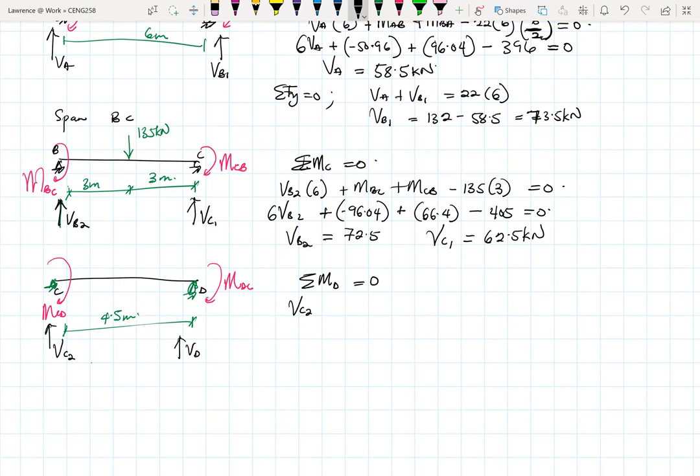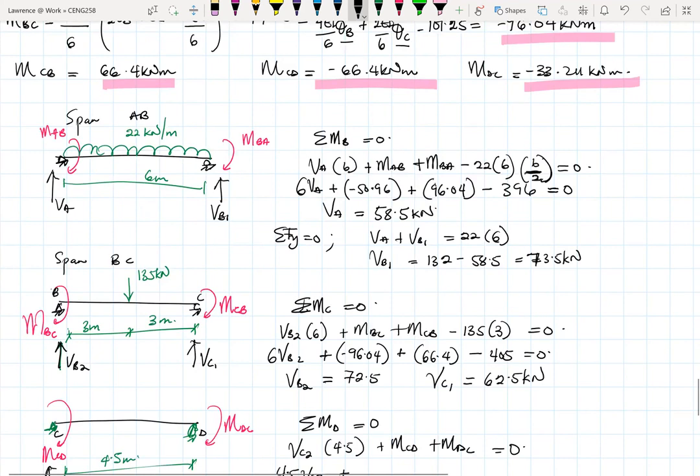So VC2 times 4.5 plus MCD plus MDC will be equal to 0, because there's no external load on the structure. So there's no need to put any external load on it. So here our 4.5 VC2 plus our MCD.